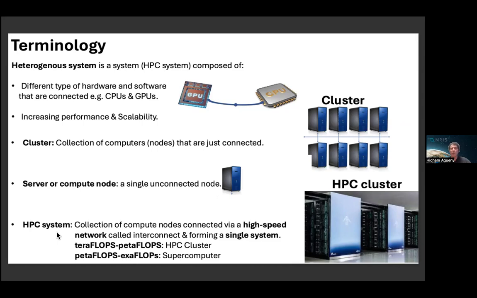And here we can distinguish between an HPC cluster and a supercomputer. We can make a difference based on the range of the peak performance. An HPC cluster basically operates in the teraflops to petaflops range, meaning from a million million to a million billion operations per second, while supercomputers are in the range that goes from petaflops to exaflops.